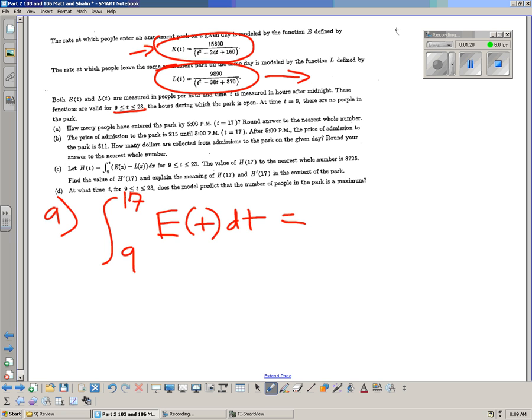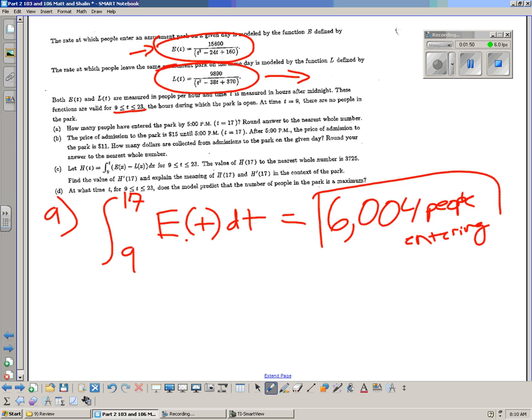Now, a good thing to do is to plug in both formulas into y1, y2, just so you can plug in y1 into your integral. So I'm not going to do all that work right now. I'm just going to give you the answer. You get the value of 6,004.27, but they ask you to round your answer to the nearest whole, so it'll be 6,004 people entering. So here is your first answer.